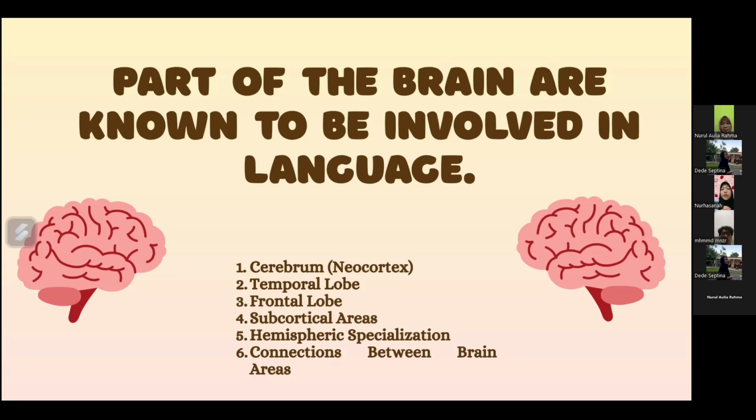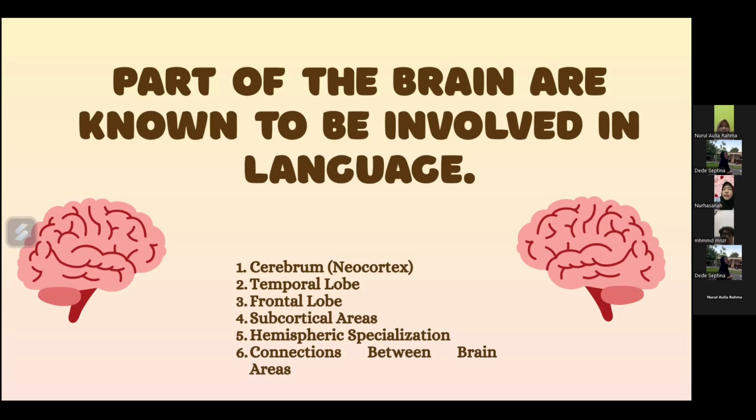So the left hemisphere controls language for most right-handed people. It helps with grammar, word order, and understanding exact meanings. And the right hemisphere helps with emotions of voice, jokes, and figurative language like metaphors and sarcasm. And for some left-handed people, they may use both hemispheres for language.